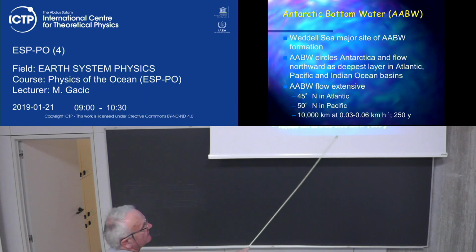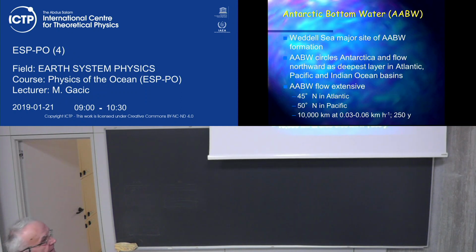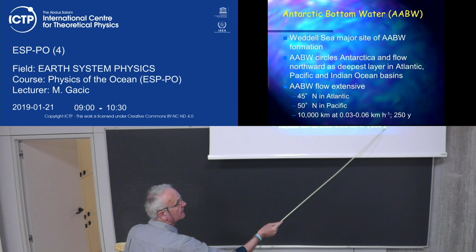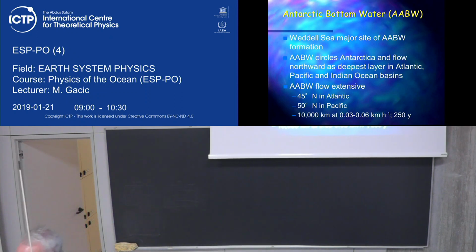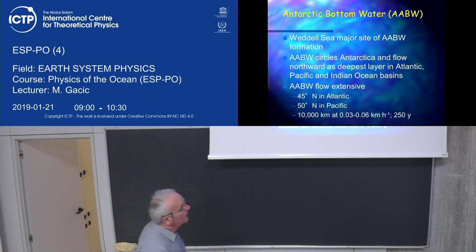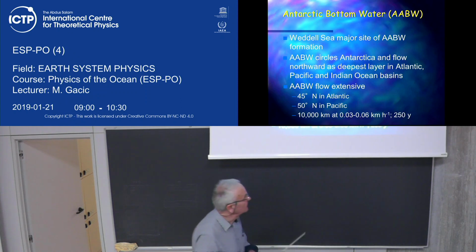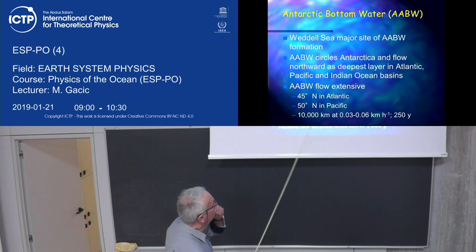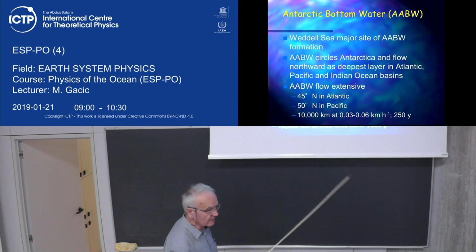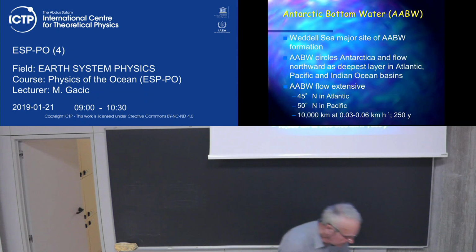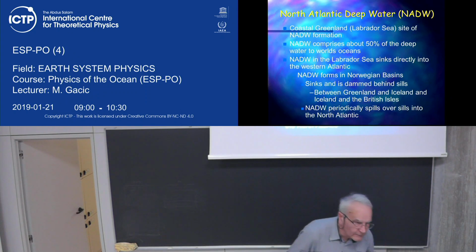This is its speed. Its speed is 0.03 to 0.06 kilometer per hour, and the time associated with this current flow is 250 years. So 250 years is more or less the residence time, the time needed for the bottom layer to be renewed by becoming this Antarctic dense water. This is simply calculated from the average speed and from the 10,000 kilometer extension of this Antarctic water. Okay, go ahead.